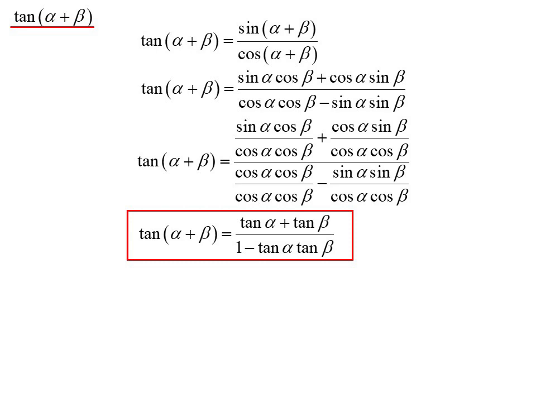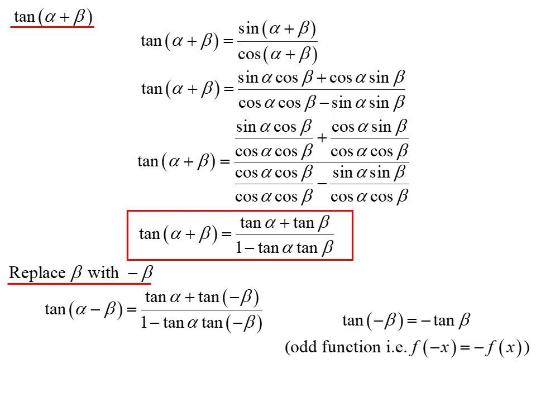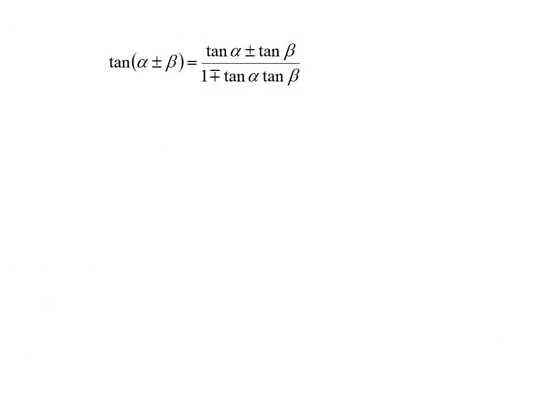Let's see what happens when we replace it with negative beta and create a formula for tan alpha minus beta. Well, tan, that is also an odd function. So we end up with tan alpha minus tan beta on 1 plus tan alpha tan beta. Again, very similar.